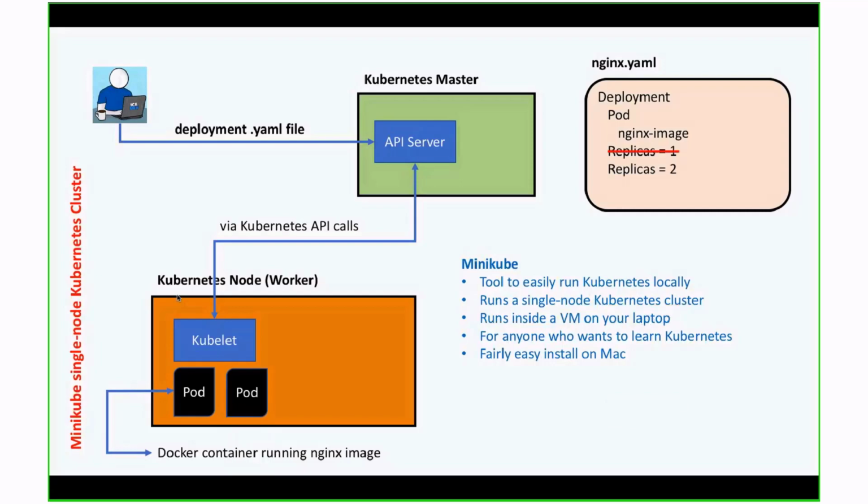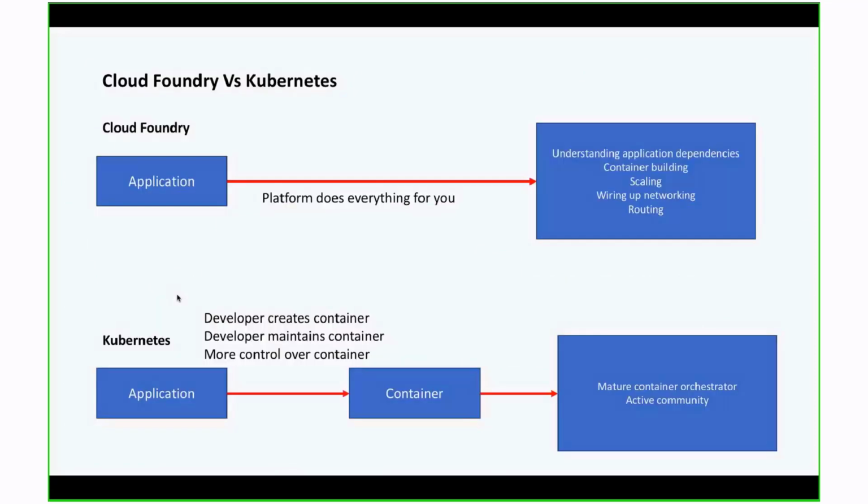Developer changes it to 2. Now there are 2 pods, changes it to 4, all 4 running on the single node. So single node, yeah. So this is what we'll use. We'll use MiniKube to learn about the basics of Kubernetes. Having said that, we can quickly go into a demo of Kubernetes.